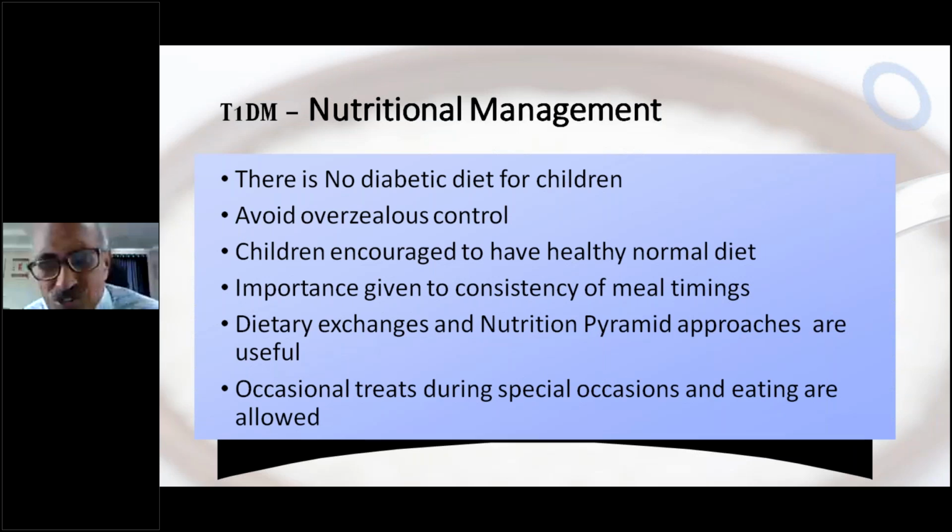Like dietary exchanges and nutritional pyramid approaches. All of the nutritional pyramid actually, which is the proportions. About 50% should be in the carbohydrate, 30% the fat, and 20% from the protein, like that. These proportions, the items may change, the proportion should be maintained.